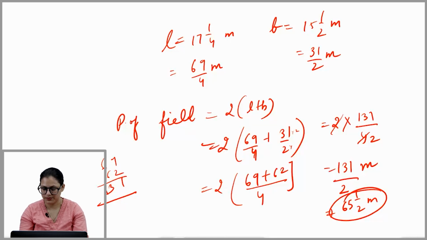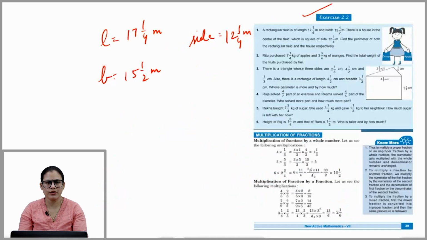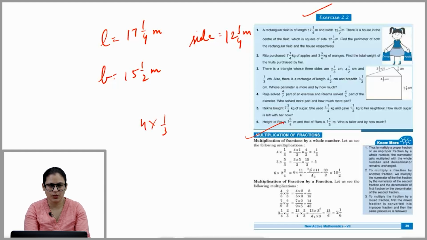Right, students? Now multiplication of fractions. Multiplication of fractions by a whole number. Let us see the following multiplication. 4 into 1 by 3 is what? 4 into 1 is 4 by 3. And now you will convert it into a mixed number.